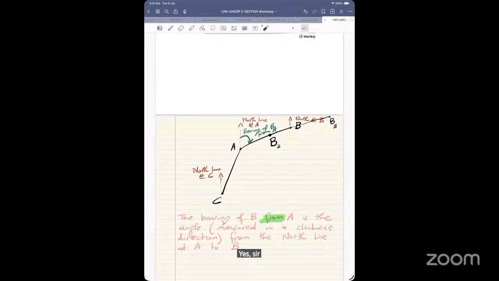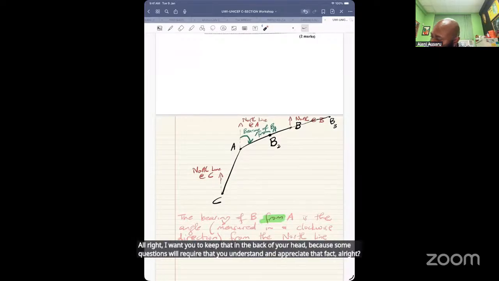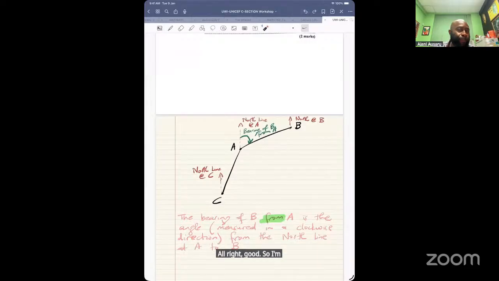All right, I want you to keep that in the back of your heads, because some questions will require that you understand and appreciate that fact. All right? Good. So let me get rid of the B3 and the B2 so that you don't get too confused with too much stuff. Right? All right, good. So I'm back to my original picture.